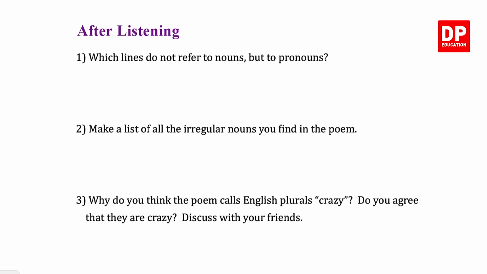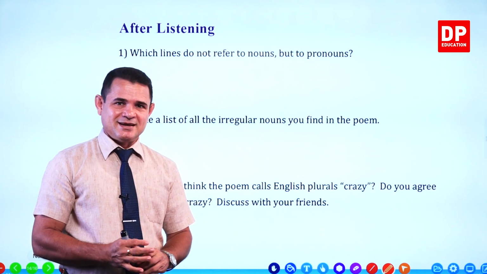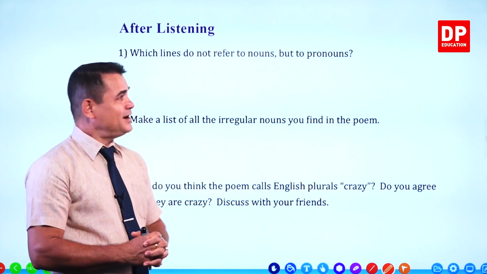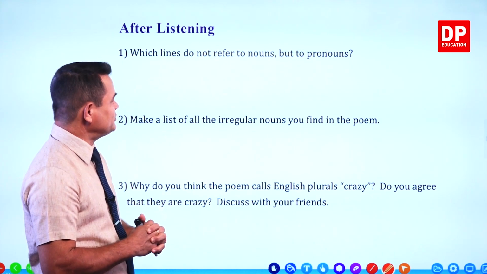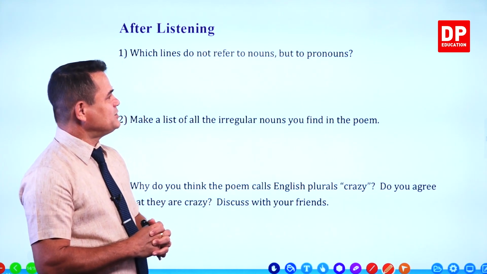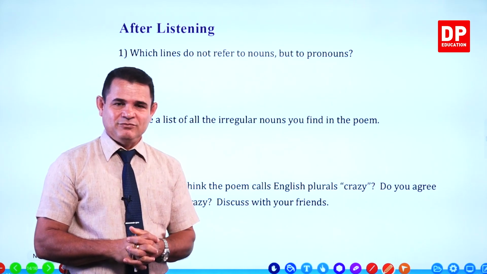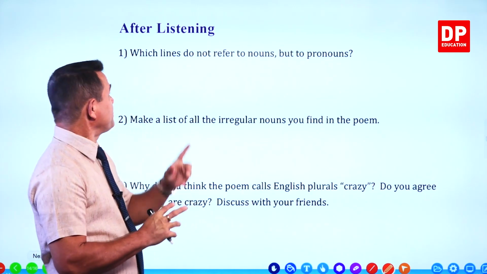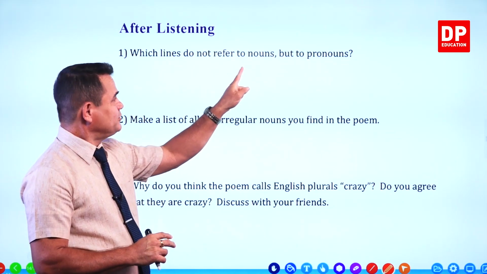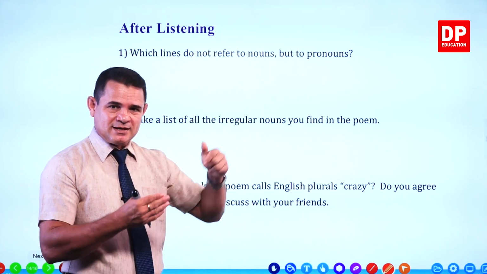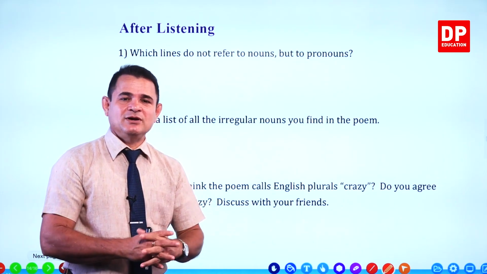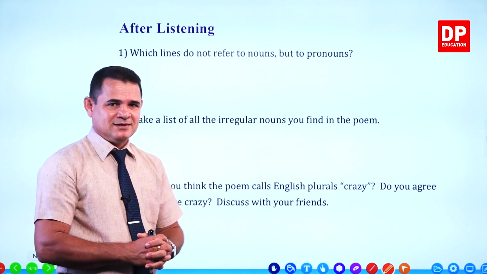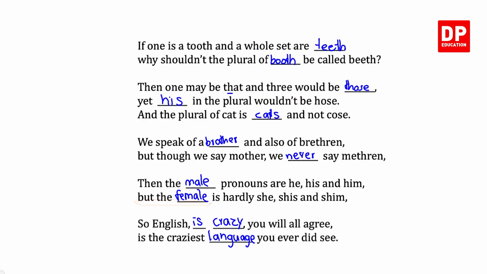You did a small, very interesting song or poem. Crazy English plurals, right? And now after that, you have to do this one. Which lines do not refer to nouns but to pronouns? අපි දැන් කතා කරේ nouns ගැනනේ. Nouns නැතුව pronouns ගැන කියවෙන්නේ මොන line එකෙන්ද අහනවා. Right? You notice it. You understood here.